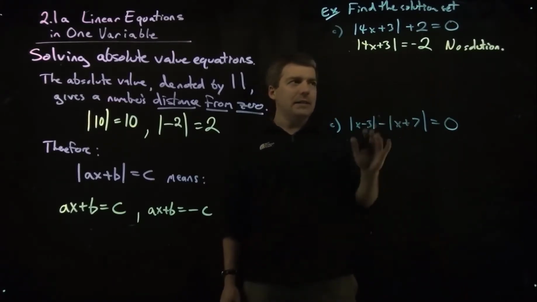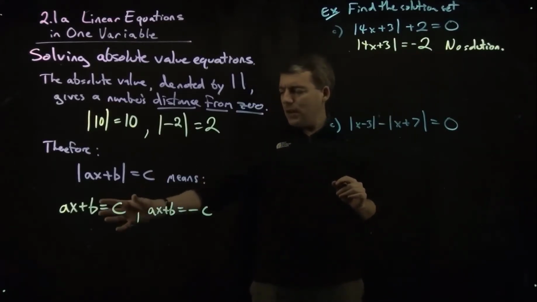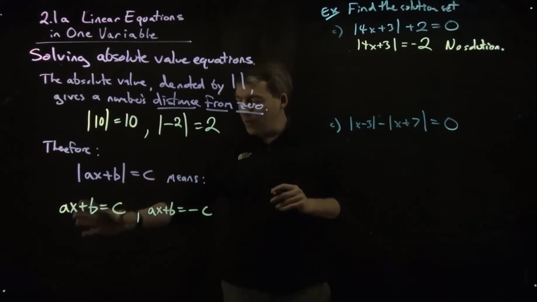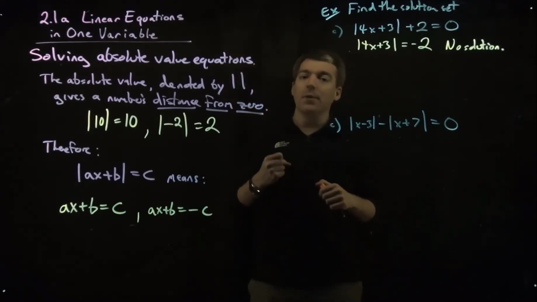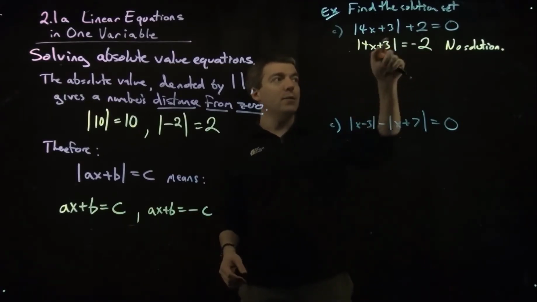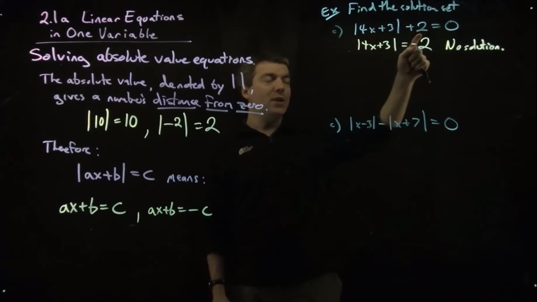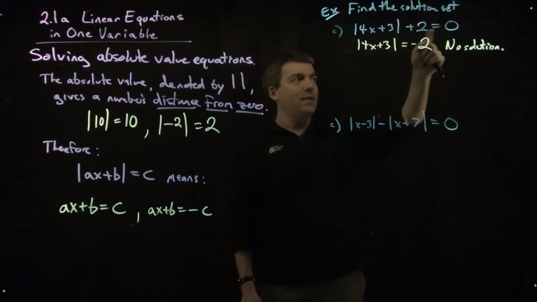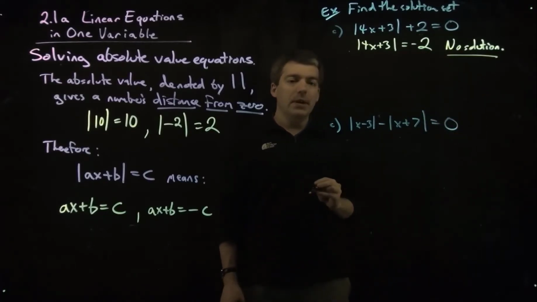If you did not notice this, you could still go through this procedure, but then, as I've said before, you need to check for extraneous solutions. Both of the solutions you get from this, when you plug them back into the original, will not solve it, because nothing plugged into this absolute value will give you negative 2 to add to the 2 to get 0. Right? So there's no solution here.